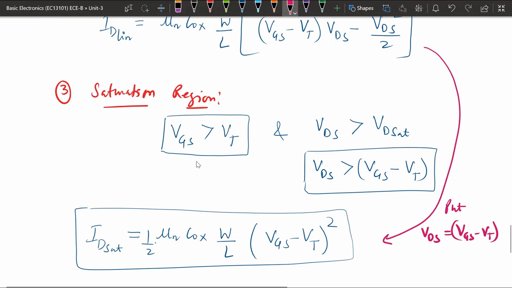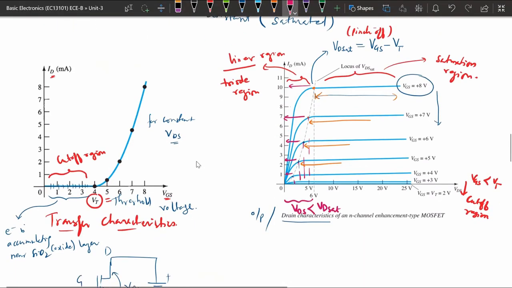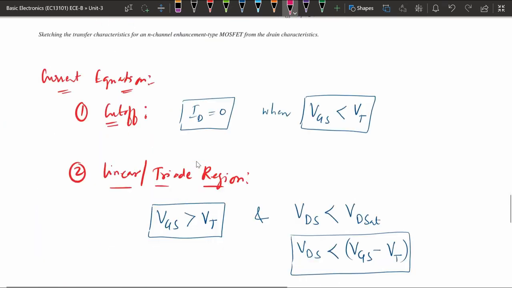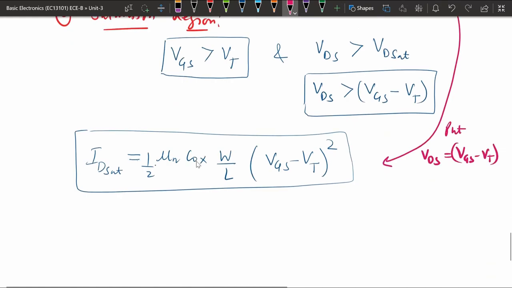So why are we putting this? Because beyond this VD sat point, whatever VDS value there will be, that will always be VGS minus VT only. In practical circuit simulation, even if we increase the VDS, the VD sat value will always be constant. Beyond this pinch off point, whatever VDS value is there is always VGS minus VT only. So that's why, by putting this, we can get this expression of the saturation current. I hope you have got this point.